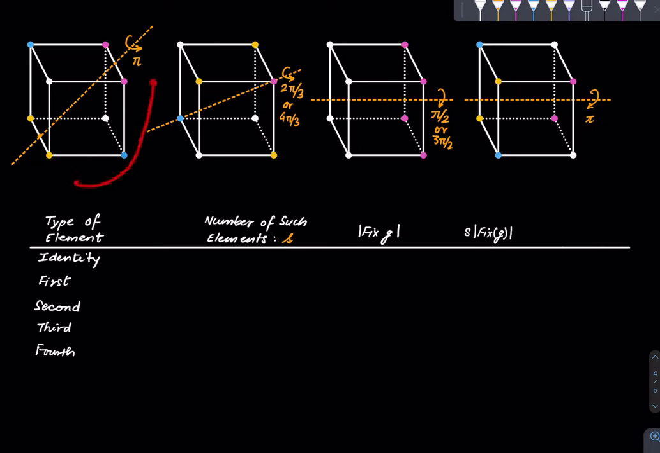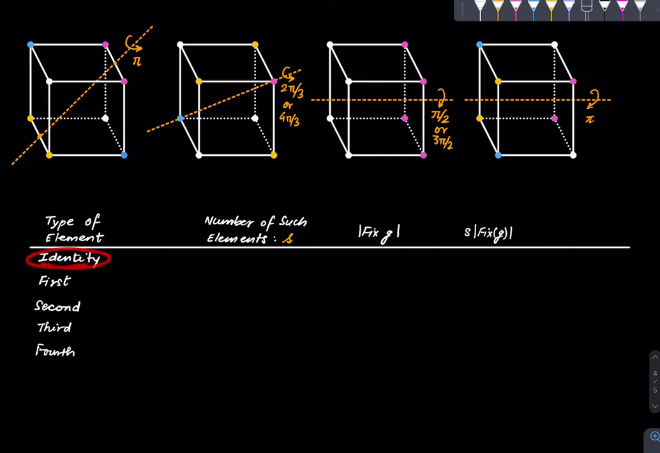All right. So what we need to count is the size of the set of elements of X fixed by that. Basically this thing, fix G. If G is this particular element, we need to count fix G. All right. So this is what we will do for all the elements of the group. And we will apply the Cauchy-Frobenius theorem.